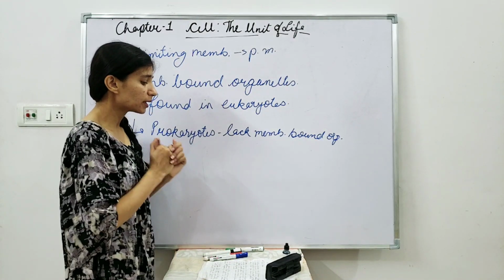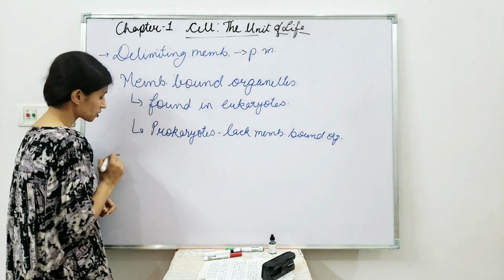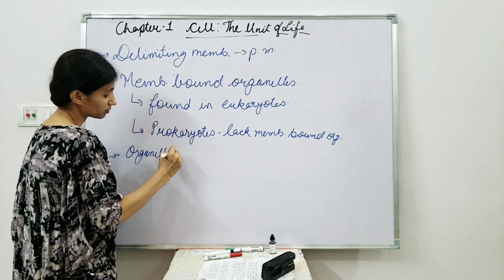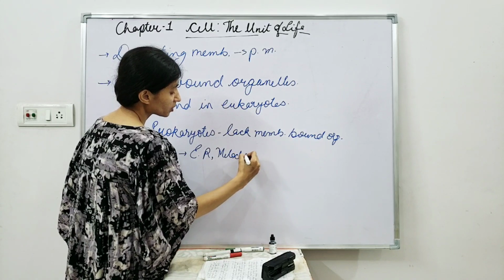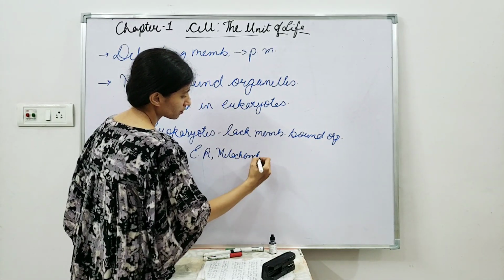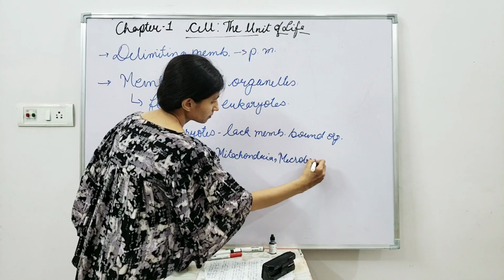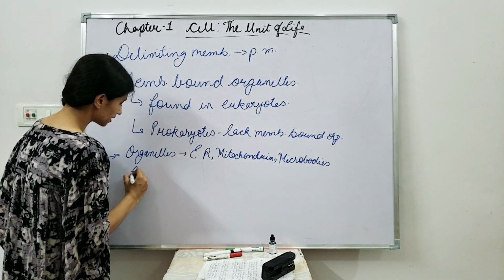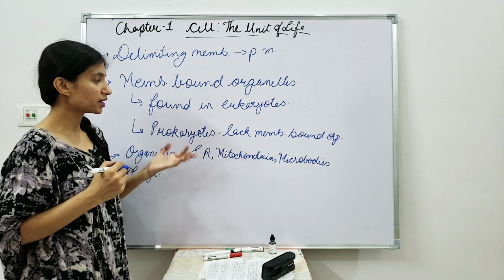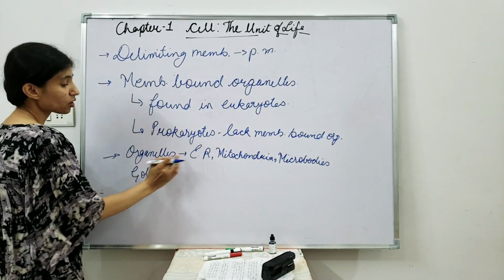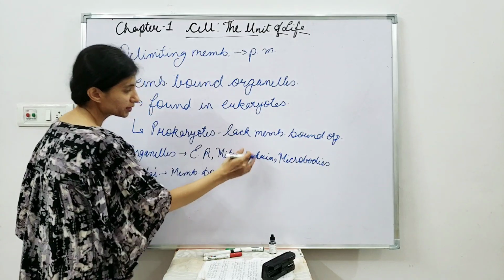Okay, now talking about the membrane bound organelles, which organelles are there? If you name the membrane bound organelles that the eukaryotes have, there is the ER, endoplasmic reticulum, mitochondria, which is the powerhouse of the cell, microbodies, and Golgi. Fine. Now there is another organelle, which is your ribosomes. Okay, these organelles are membrane bound. All these organelles are membrane bound.